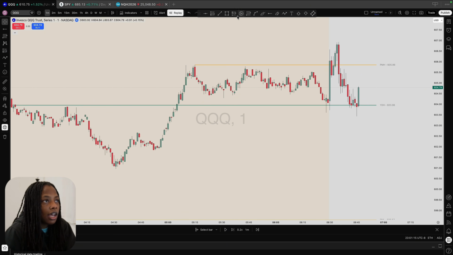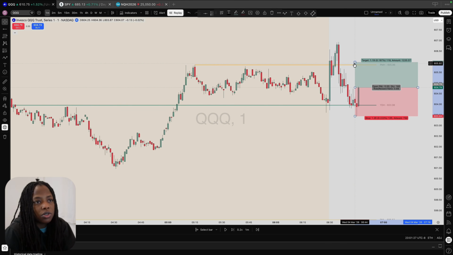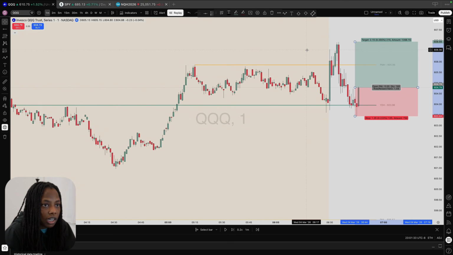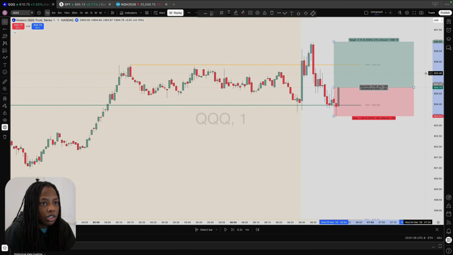So now I am going to look to enter a trade, right? We look to enter a trade here. We would look to enter a trade here. We know that this is TradingView replay, so I'm not going to actually place the trade. I'm just going to show you how to execute it in real time.